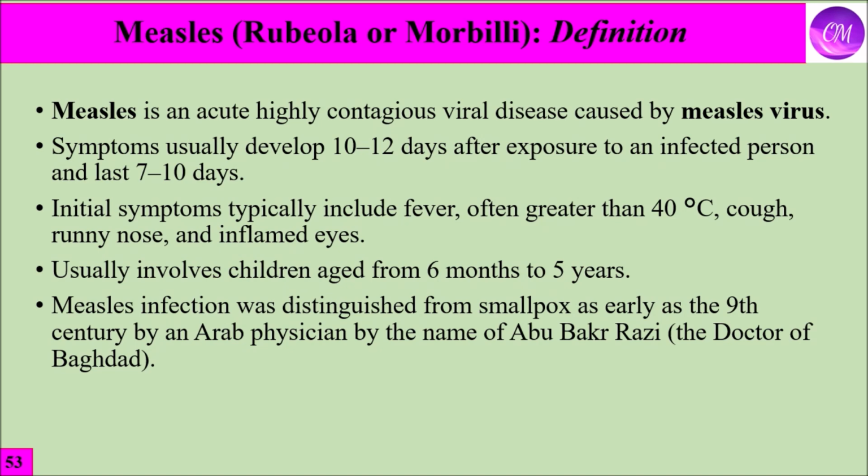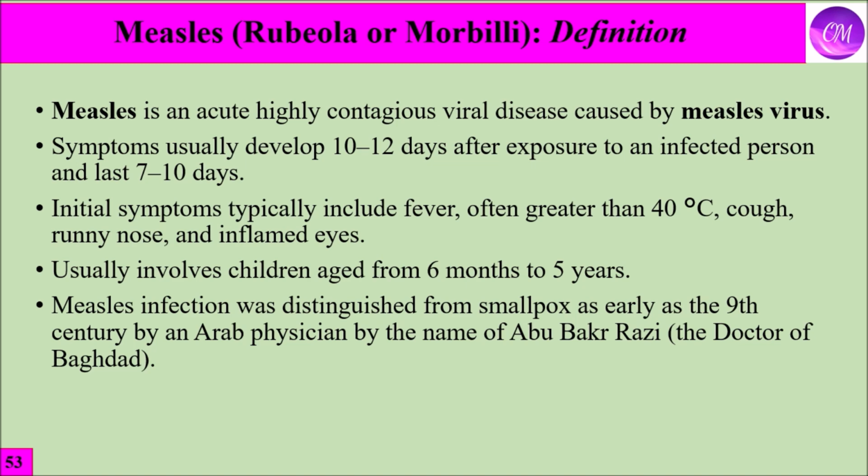Measles, or another name we call rubeola or morbilli, is an acute, highly contagious viral disease caused by the measles virus. Symptoms usually develop 10-12 days after exposure to an infected person and last 7 to 10 days. Initial symptoms typically include fever, often greater than 40 degrees, cough, runny nose, and inflamed eyes. Usually involves children aged from 6 months to 5 years.